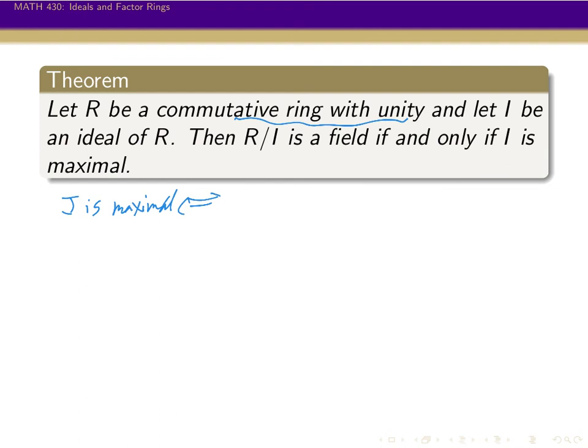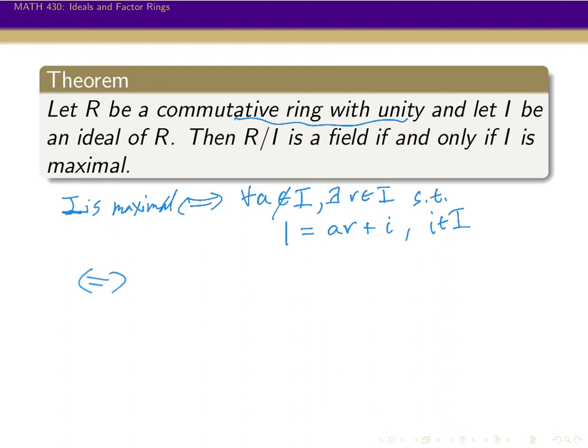And since we're dealing with a commutative ring with unity, we can use the fact that we used before. So this happens if and only if for any a that's not in the ideal, there exists some little r such that 1 is equal to a times r plus i for some i in I.